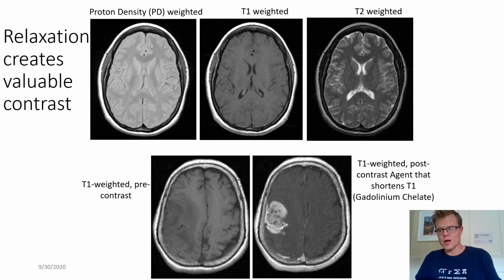And the example at the bottom is showing a case of contrast agent, these gadolinium chelates that are the most common MRI contrast agent. These actually act to change the T1 relaxation time. So this is another example where relaxation is what is important for creating MRI contrast.